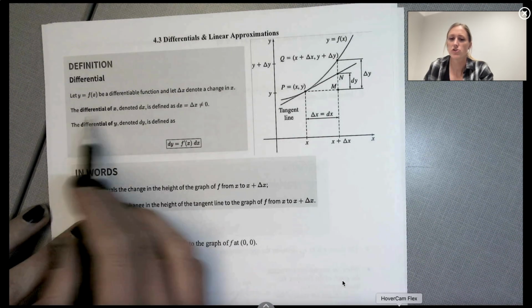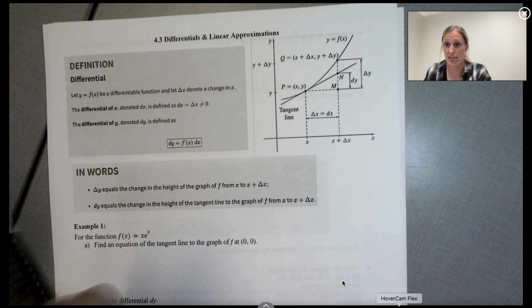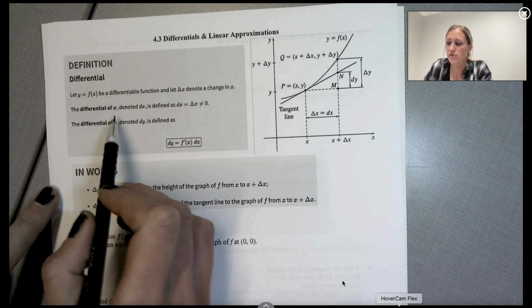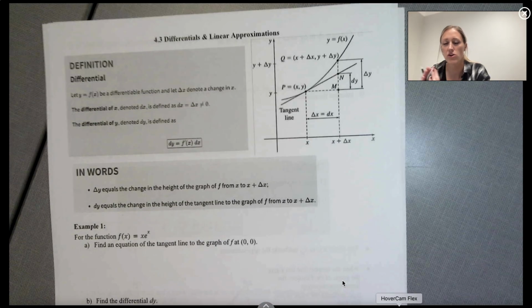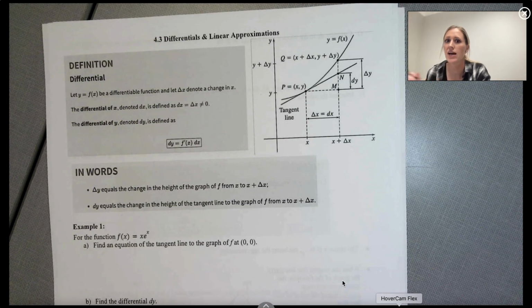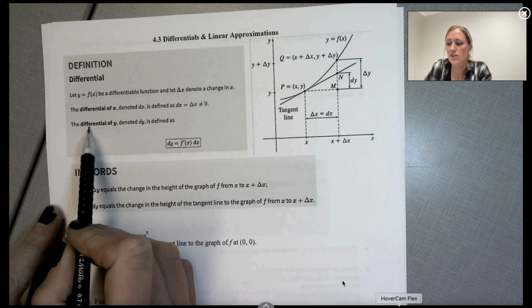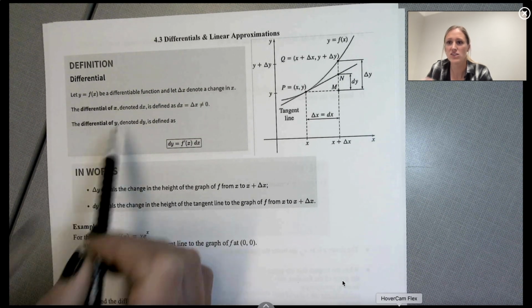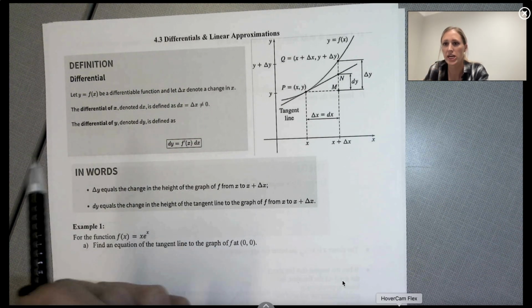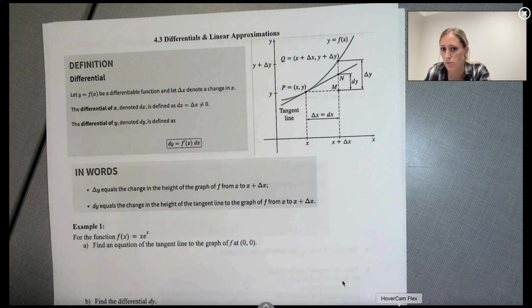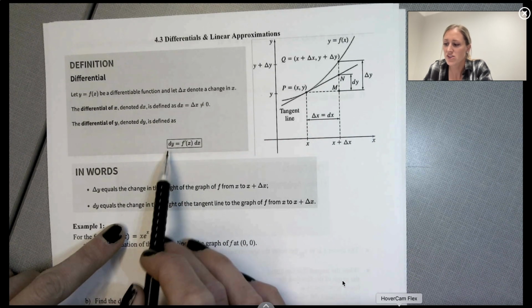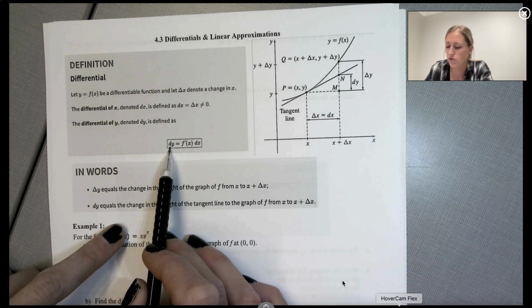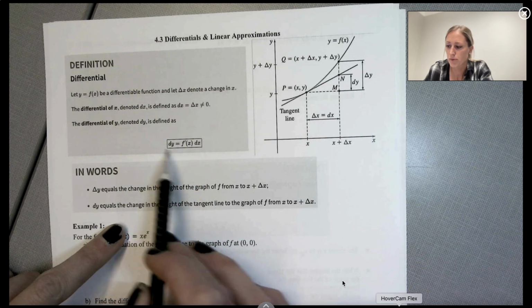A differential refers to the tangent line. So the differential of x, which we're going to call dx, is the difference in the horizontal distance of the tangent line at a given place. And same thing for y. A differential of y is the vertical change in the tangent line from a given point to another point. We're going to be asked to find the differential of y, and this is our formula for that.